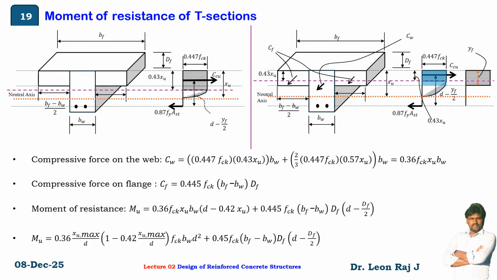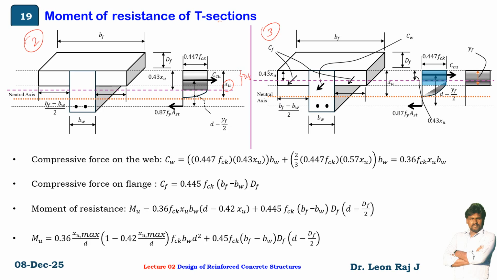Now the moment of resistance for case number 2, and this is for case number 3. For case number 2, the point is that the neutral axis falls below the depth of the flange. This is the depth of the flange. So the neutral axis falls below the depth of the flange.